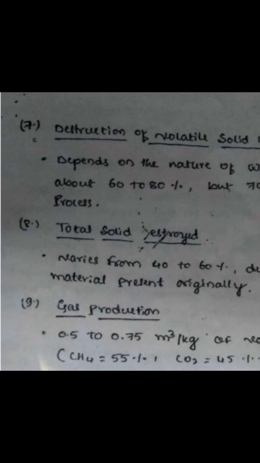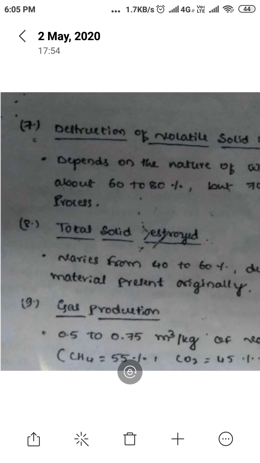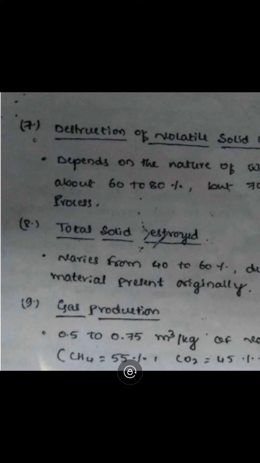Next is the gas production. In this, 0.5 to 0.75 cubic metre per kg of volatile solid can be obtained. In this gas production, methane is around 55 percent, and carbon dioxide can be achieved at around 45 percent. So this is the design consideration of the anaerobic composite.